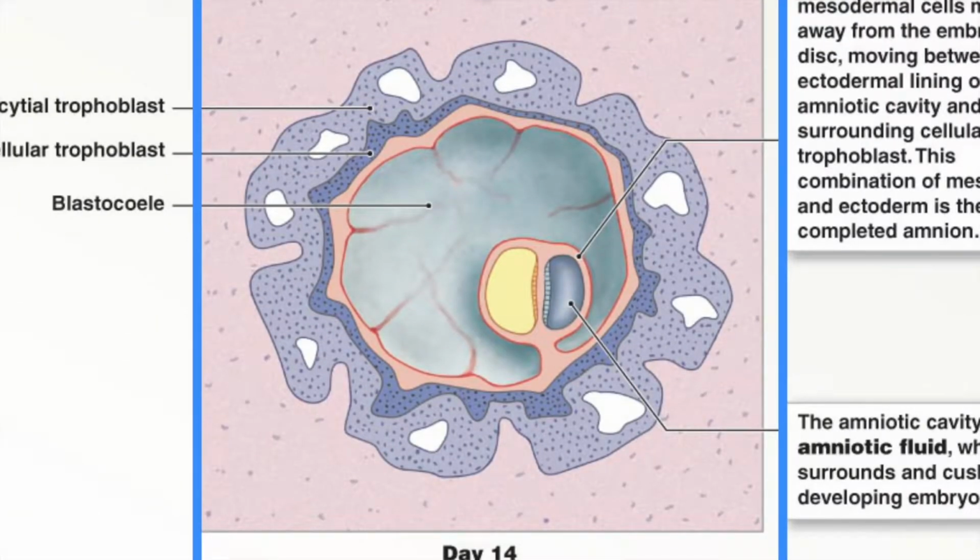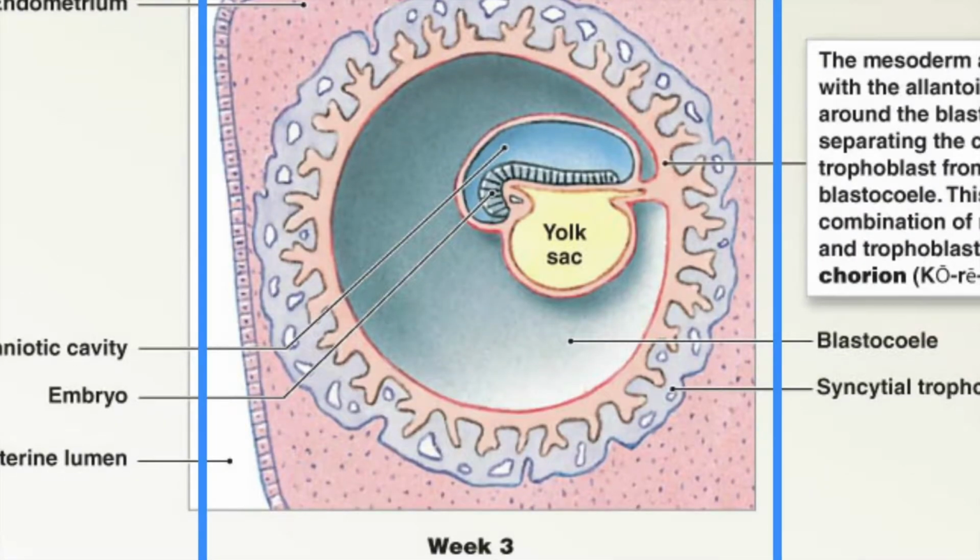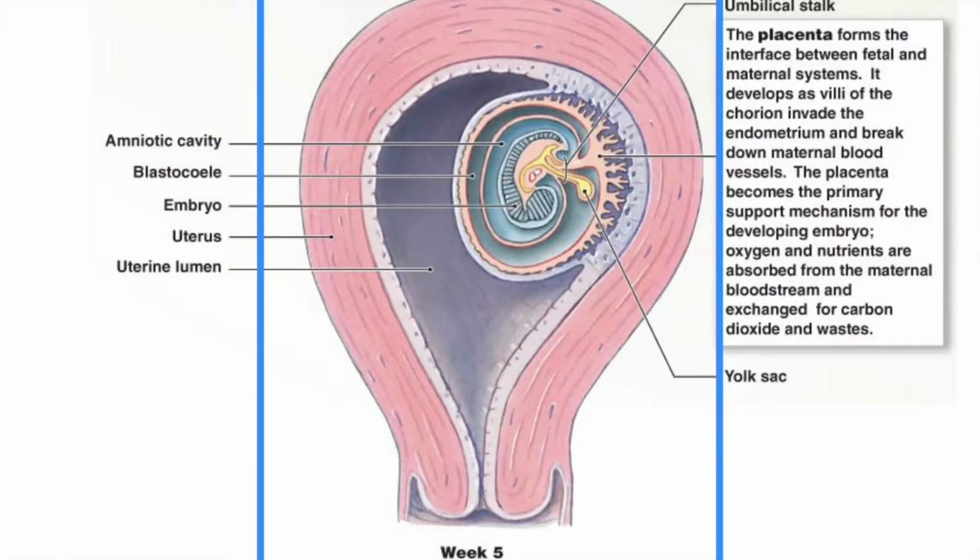The amnion forms as ectodermal and mesodermal cells migrate around the cavity that separates the inner cell mass from the trophoblast. This is going to become the amniotic sac. We can see here the amniotic sac, which fills with amniotic fluid, which surrounds and protects the developing fetus. The allantois forms from endodermal and mesodermal cells and will form the urinary bladder. And the chorion forms from mesodermal cells and trophoblast cells, and it will become the placenta.